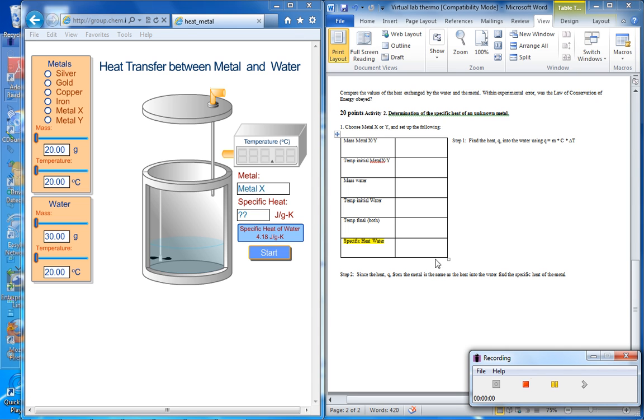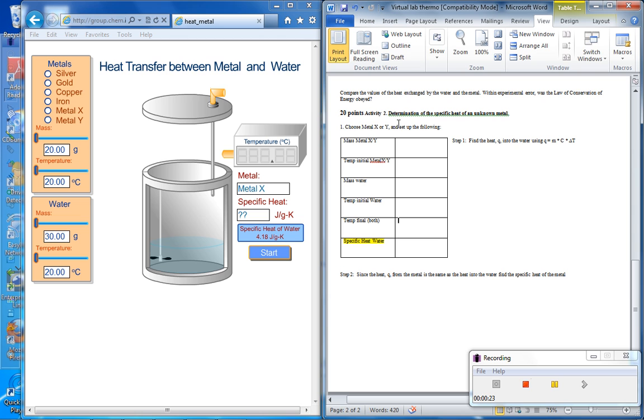Okay, welcome back to part 2 of the virtual lab on specific heat. Now we're doing the second part that's worth 20 points. Actually, you need to make sure that you answer this question over here. Compare the values of the heat exchanged by the water and the metal in the upper part. Within experimental error, was the law of conservation of energy obeyed? So you'll have to think about that and decide and explain why that was true or false.